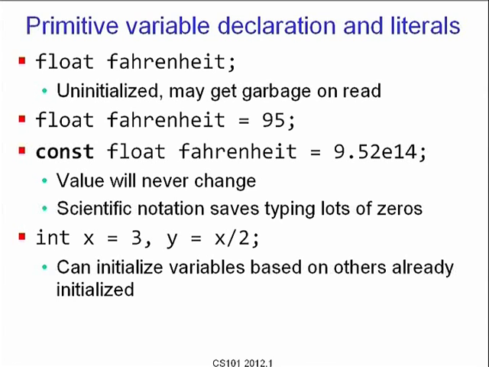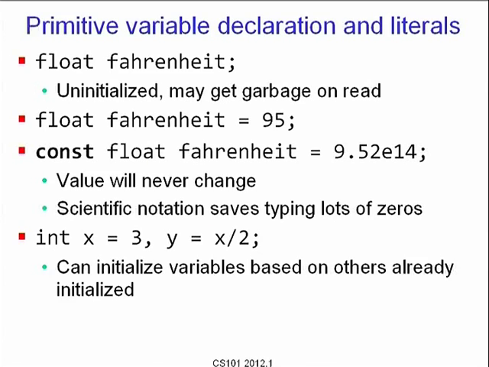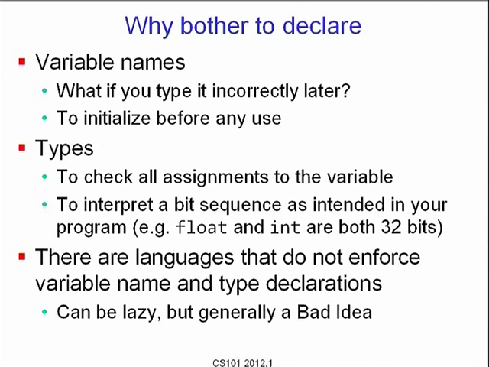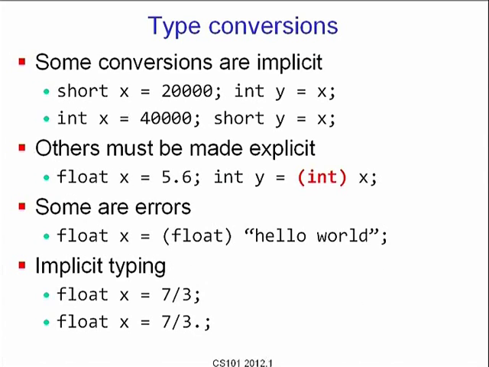Once we have the values of these different types, we can declare variables. Actually, you have been seeing them from the first lecture. You can declare a variable called Fahrenheit. You can initialize it to some value. If the value doesn't change, you can declare it to be a const. You can also declare initializer values of variables based on other variables that have already been initialized. And I spoke about why initializing and declaring variables is good.